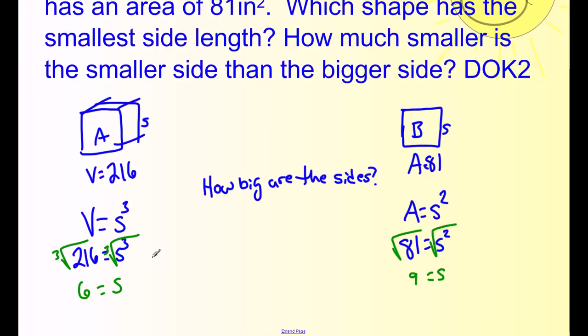So, how big are the sides? For the cube, the sides are 6 big, and for the square, the sides are 9 big. The question was, which shape has the smallest side length? Well, the answer is the cube. The cube has the smallest side length.